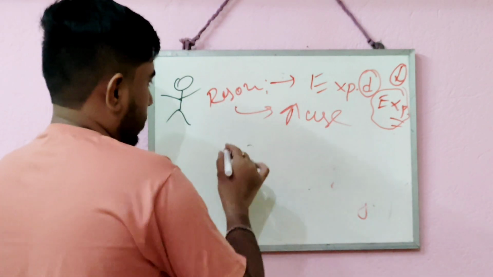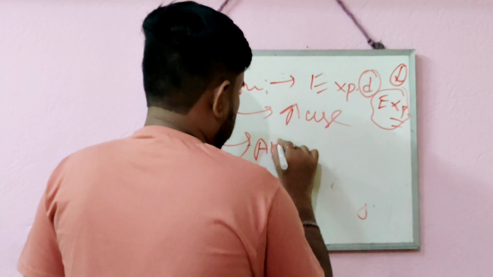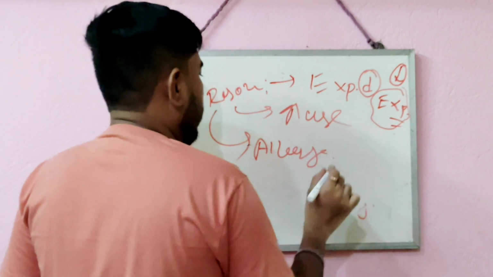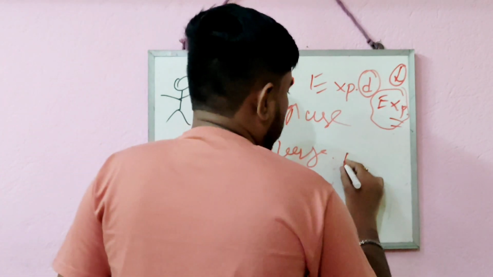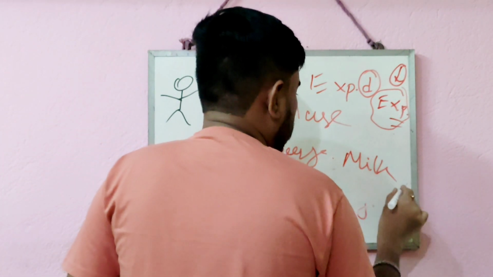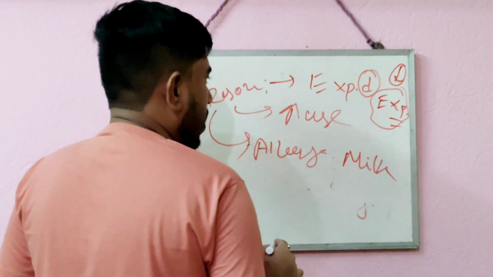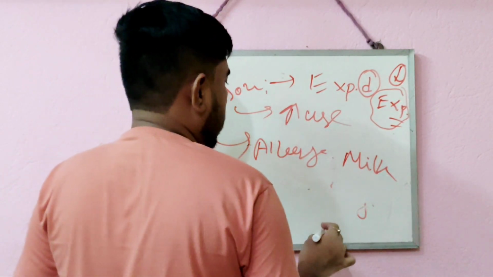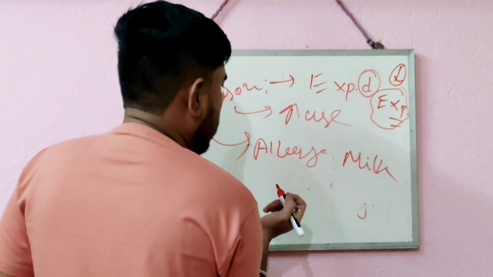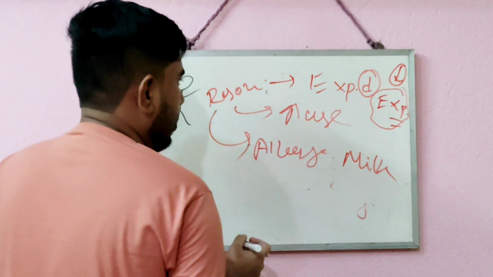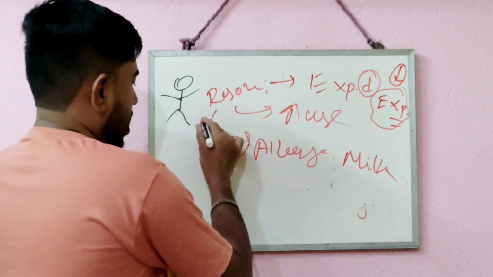The third reason can be allergic reaction. You know, some people have allergies to different things, like some people are allergic to milk. Those who are allergic to milk, when they take milk or milk products or any milk-based drug, will have different unwanted secondary effects in their body. That is also a reason for adverse drug reaction.